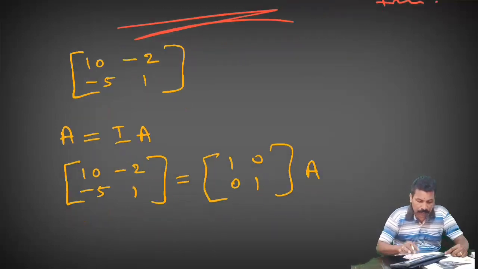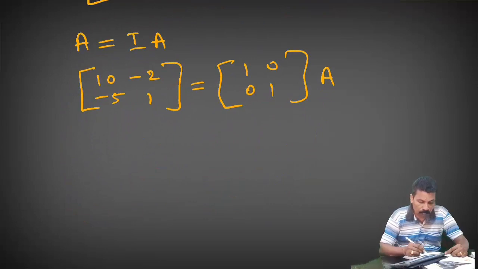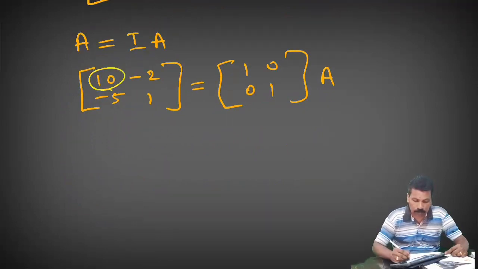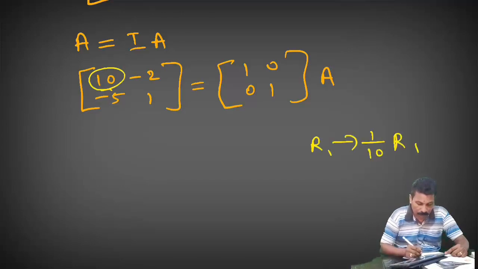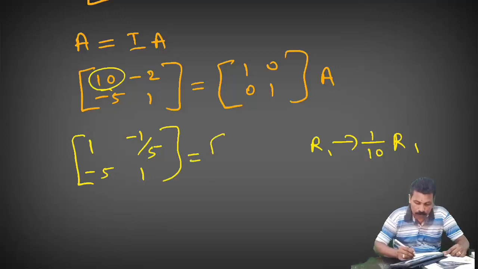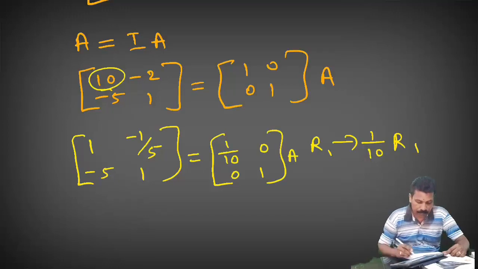Now, our target is to bring 1 here. So what we have to do is R1 transformed as 1 by 10 R1. Then what will happen? Here we shall have 1, then negative 2 into 1 by 10, that is negative 1 by 5. Then there is no change with the second row. So we can write as it is negative 5, 1, and that is equal to. Here also the change, that is 1 by 10, then 0, then 0, 1, and into A, like this.